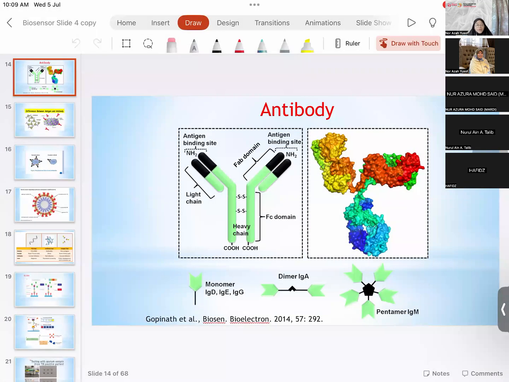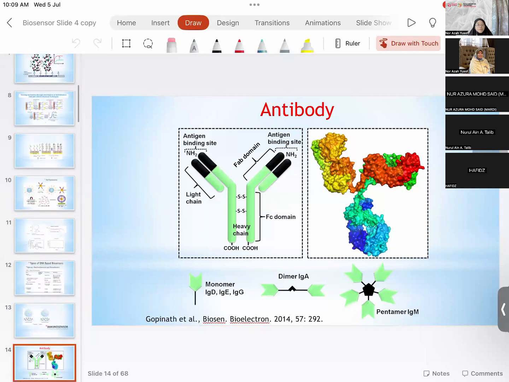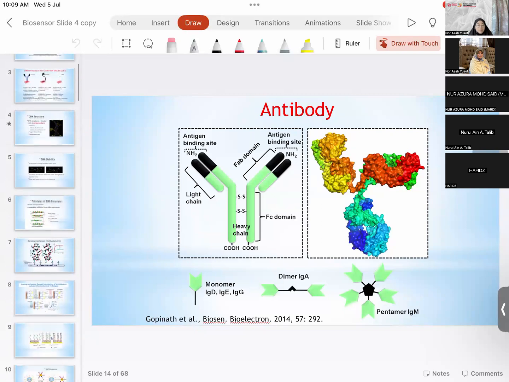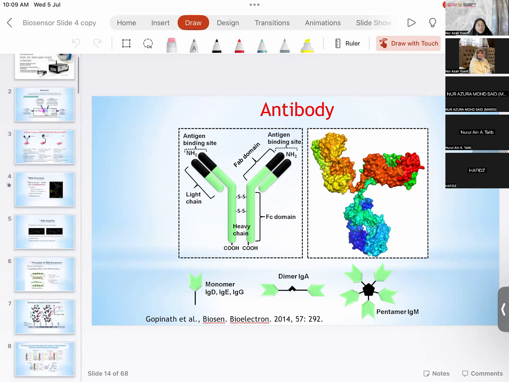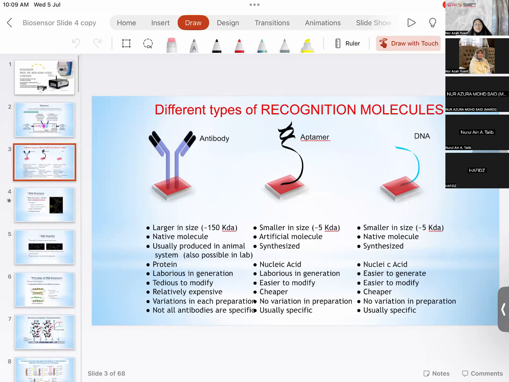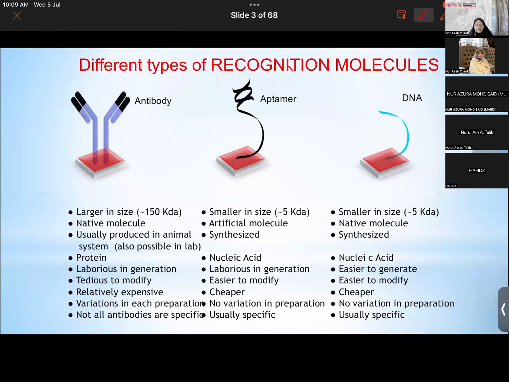Okay, so that is for those who are not familiar with the basics of biosensors. For those who are experts, please bear with me first. And then, of course, we have aptamer. And this is a very good alternative.